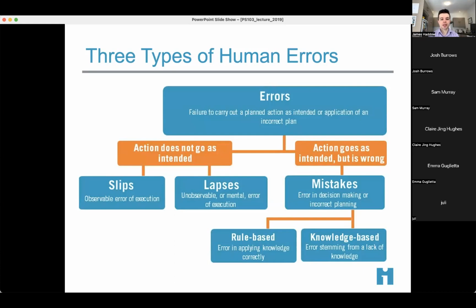So if the action doesn't go as intended, that's either a slip or a lapse. You know, it's an error in execution. And when it goes as intended, but it's wrong, that's a mistake. So you chose the wrong thing to do, errors in decision making. And those mistakes can either be rule-based, so error in applying the knowledge correctly, or knowledge-based, basically stemming from a lack of knowledge.